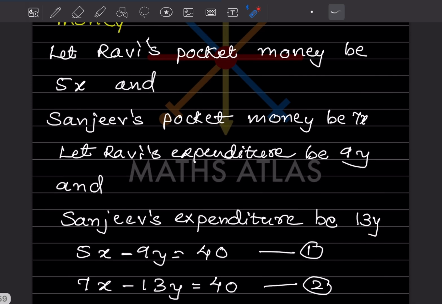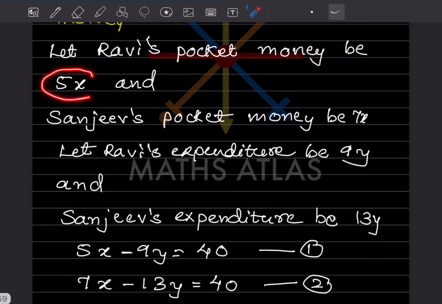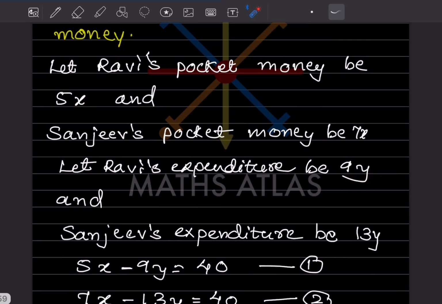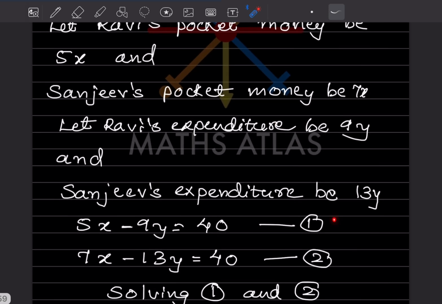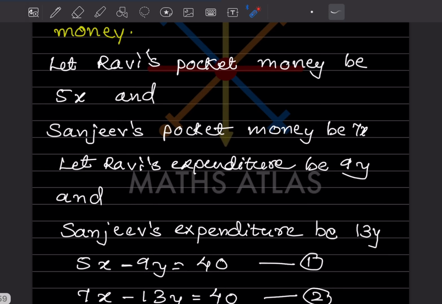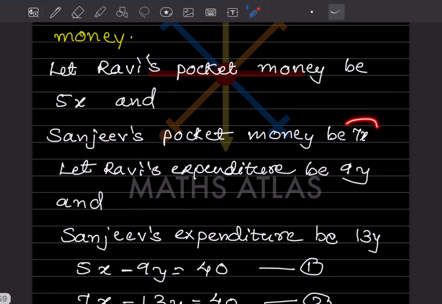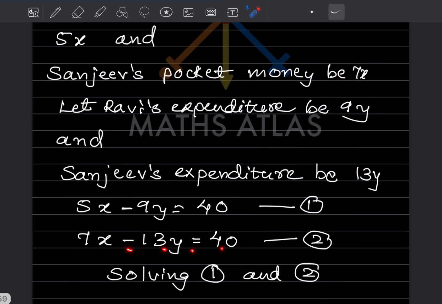So now what we can see here, these are the two equations. This is the pocket money and this is the expenditure. We'll see first for both of Ravi. So now we can take this one, we can make an equation 5x minus 9y, and that is given if each saves, that is 40. So this is equation number 1. Then what will you do? You will take this one 9x and this will be 13y, both pocket money and the expenditure. So 9x minus 13y, that is 40. So this is equation number 2. So we will solve both equations.